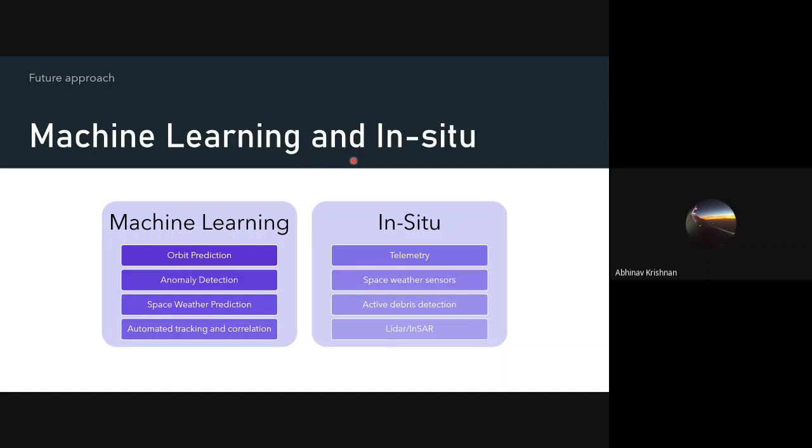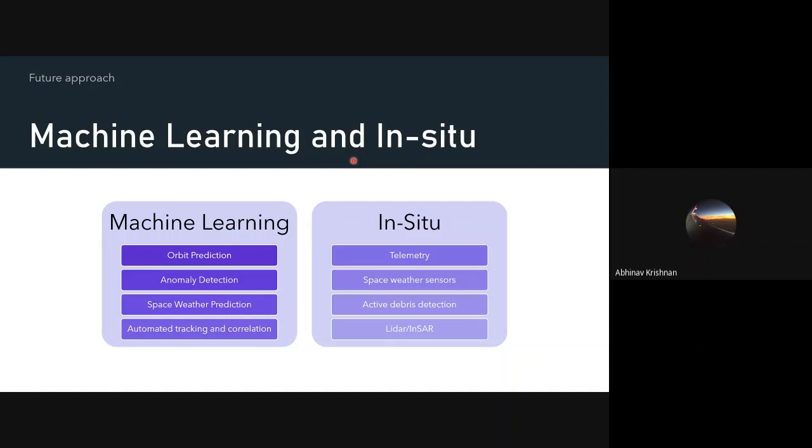Automated tracking and correlation. Now, that is just basically maintaining a catalog. You are observing a bunch of objects in the sky. You don't know which objects these are. So based on the existing data and based on the spectral response, you start to develop a database on which you can apply machine learning to figure out if this is the right object that you are tracking. It increases the speed at which you can perform orbit determination.